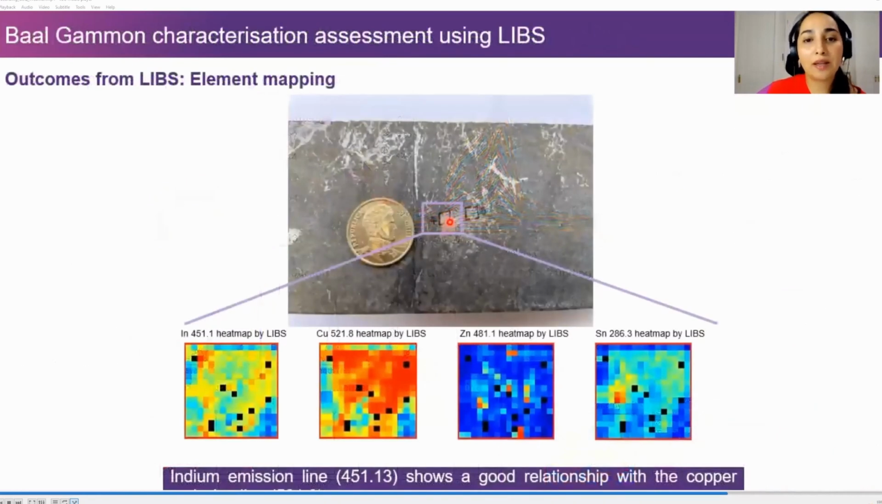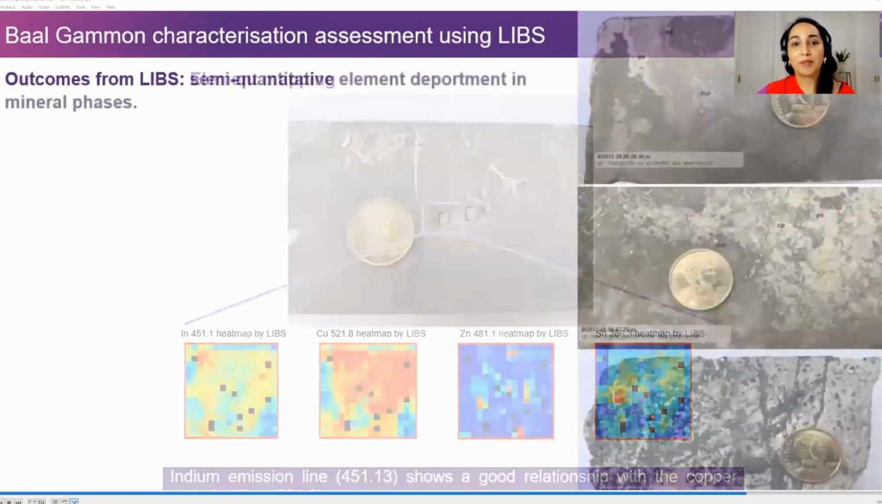So here is a specific area of chalcopyrite. I created different heat maps for indium, copper, zinc, and tin. In that case, the high peak of indium, in this red color, is overlapping with copper, but not with zinc and tin. This is a specific area, but in that case the indium emission line shows a good relationship with the copper emission line. So it could be a good relationship between indium and chalcopyrite.